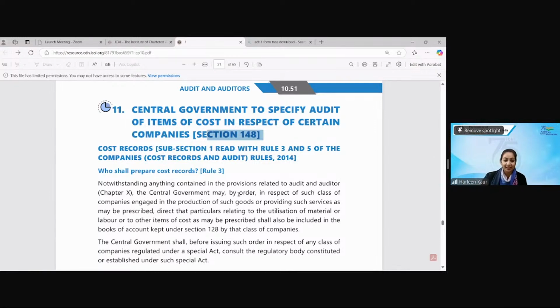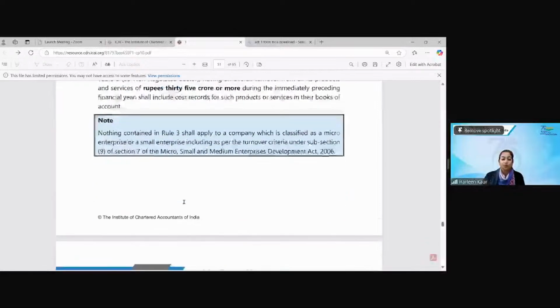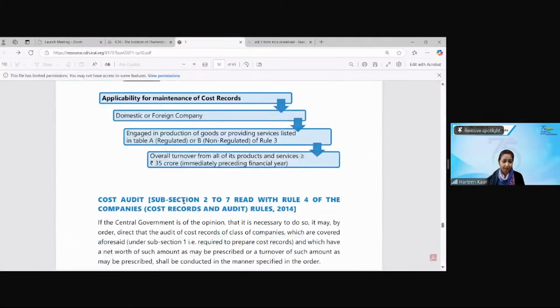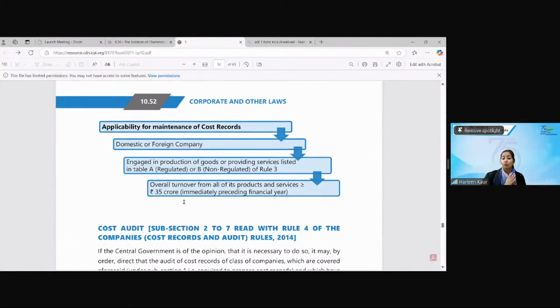So let's proceed ahead. Section 148. Who shall prepare the cost records? Now, children, if you are giving both the groups, then you must be knowing that you have costing also as part of your syllabus. So you don't have to do much of the details in cost audit. You simply have to remember over here.